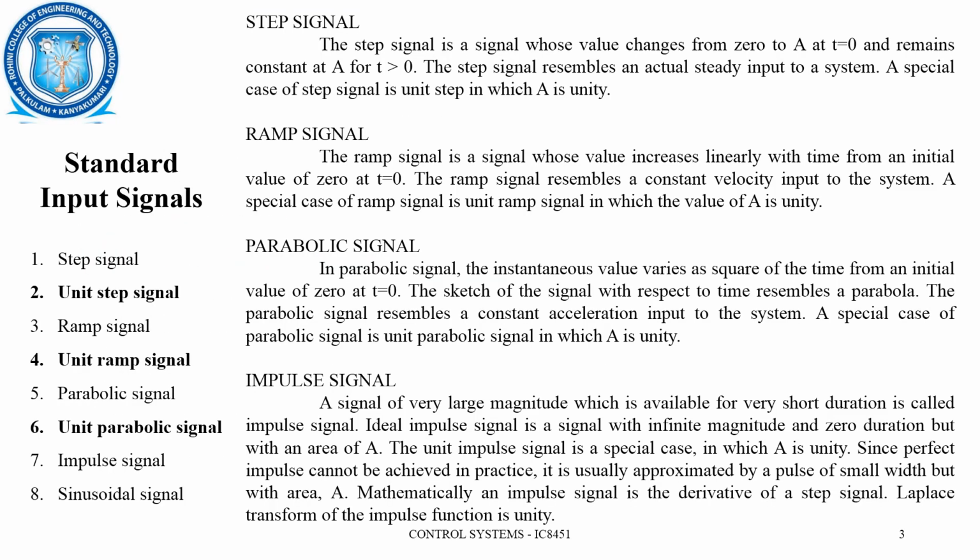And next one is the impulse signal. The best example for an impulse signal is lightning. It will be available only for a short duration, but its impact will be of large magnitude. Simply saying, the Laplace transform of the impulse function is unity. Mathematically, an impulse signal is the derivative of the step signal.